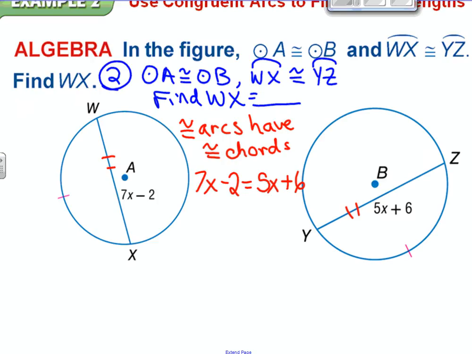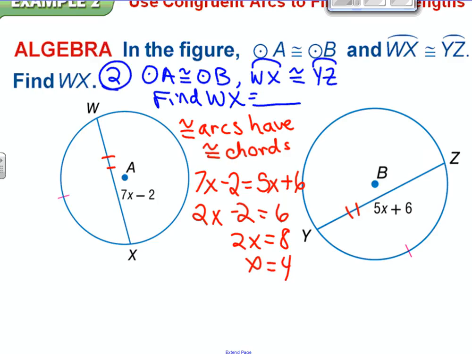Okay, so when you solve this, and I'm going to go kind of fast, but I will solve it, I would subtract 5x from both sides. That's 2x minus 2 equals 6. I would add 2 to both sides. That's 2x equals 8. Dividing by 2, x is equal to 4.